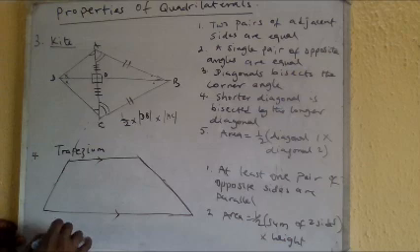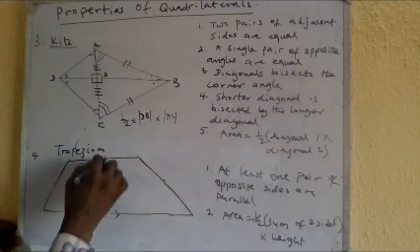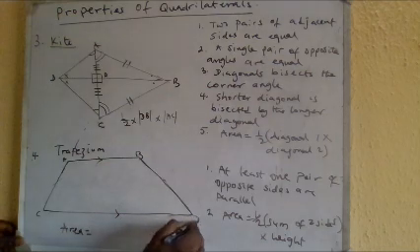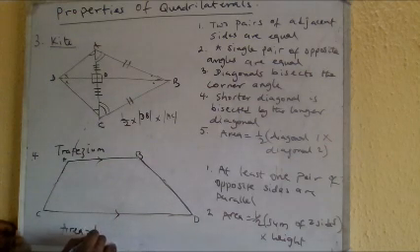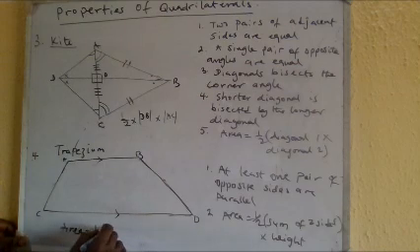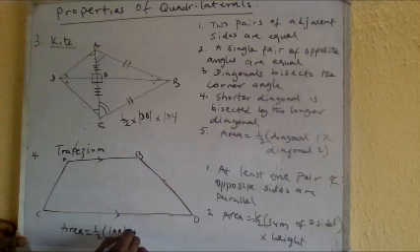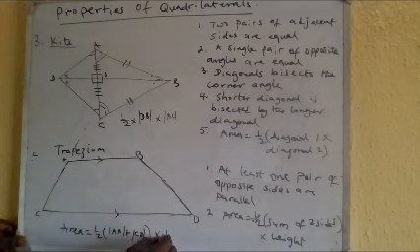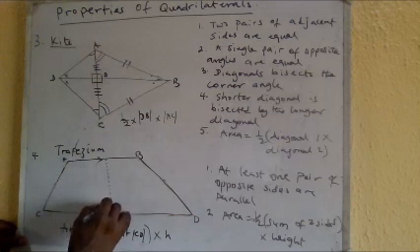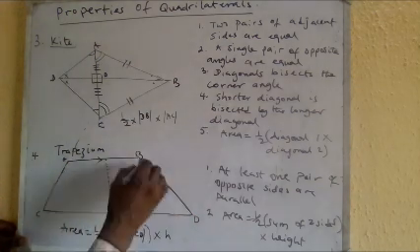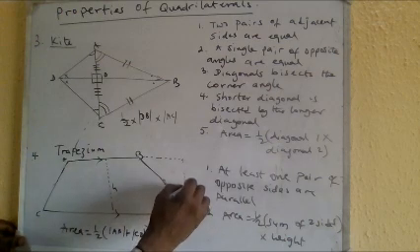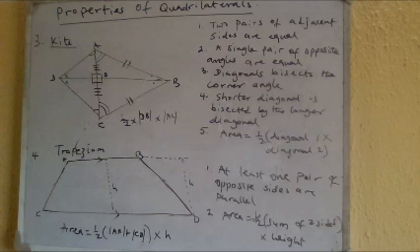So for the area, let me use notation to represent it. If I label this line A, B, C, and D, area is half times the sum of the two parallel sides, line AB plus line CD, times height. Height is the separation between these two. Height can also be given here like this. This can also be height. You understand? Okay, so taking all these relationships, let us proceed.